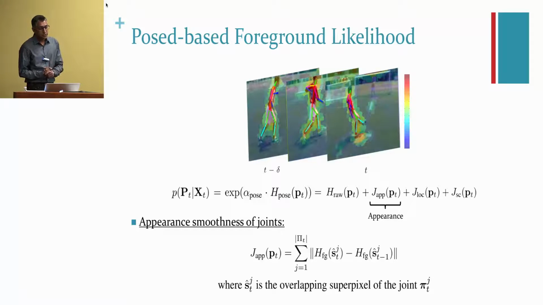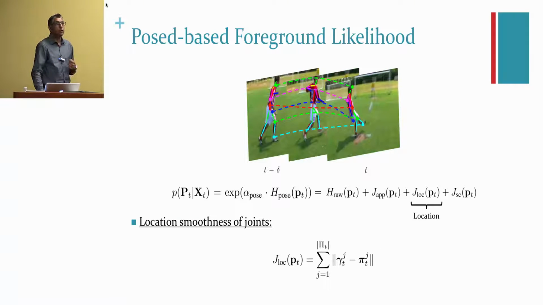Now, for our first constraint, which is appearance smoothness of joints, here I'm showing the pose estimated in a batch of delta frames, as well as the superpixel-based foreground likelihood overlap with the poses. Our task over here is that we want the appearance of the joints to be similar across frames. So the appearance here is the foreground likelihood score generated by the overlapping superpixel for each joint, and we want them to be as close as possible between consecutive frames. Our second constraint is based on location smoothness of joints. So here, since we have fitted a spline through each joint location, we want the spline location in each frame to be as close as possible to the location of the joint. We want to minimize this so that we have smooth movement of joints in each frame.